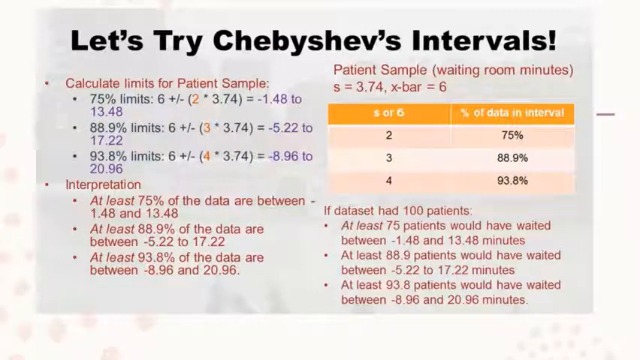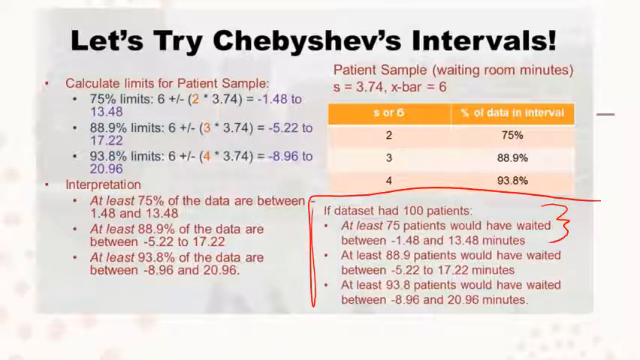Okay, so in the end, this is basically what it all means right here. If in the data set we had 100 patients that we looked at, and we were taking their waiting room minutes, this would mean that at least 75 patients would have waited between negative 1.48 minutes and 13.48 minutes. So that's a good portion of the entire data.